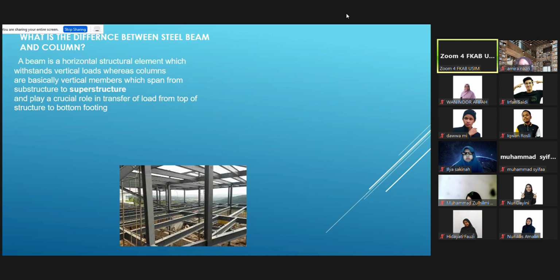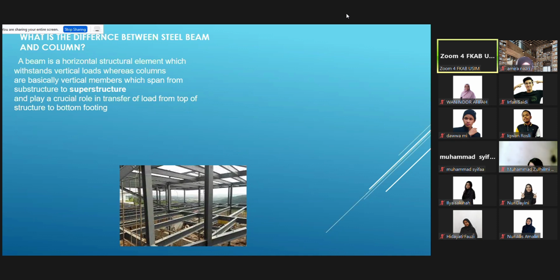So what we discuss here is that a beam is a horizontal structure element which withstands vertical load, whereas a column is basically the vertical element. Anything that's vertical is called a column. Columns span from the substructure to the superstructure and play a crucial role in transferring the load from the top of the structure to the bottom footing.